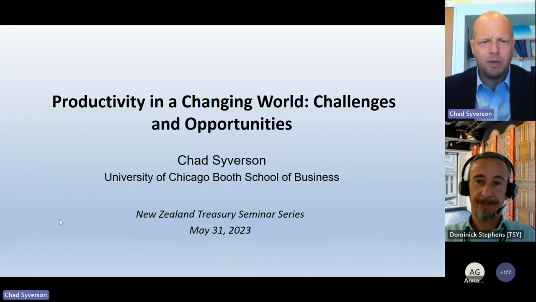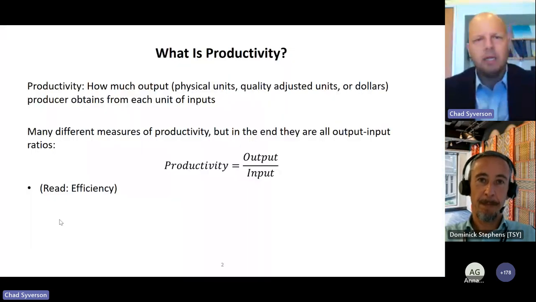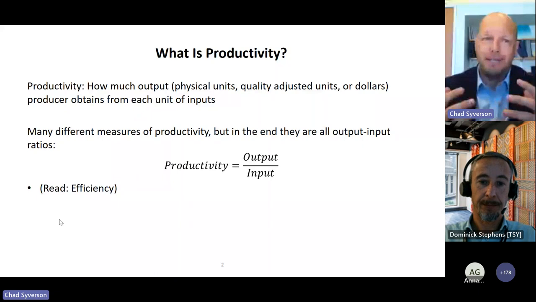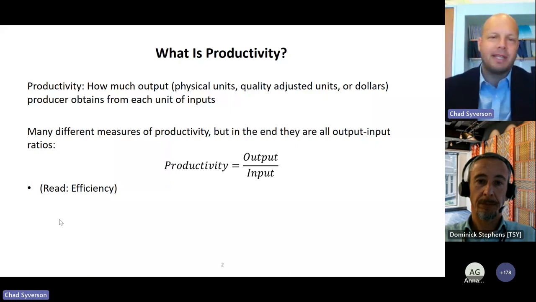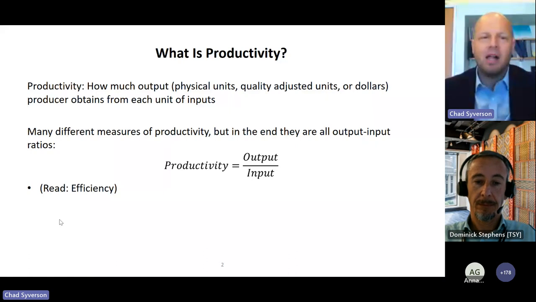All right. So first, what is productivity? It's how much output, and output can be measured in a number of different ways. It could be measured in physical units of a product, quality adjusted units, or a currency unit, let's say dollars. It's how much output a producer obtains from each unit of input used to make that output. Okay, there are many different measures of productivity, vary in outputs, vary in inputs, and so on and so forth. But in the end, they're all basically output to input ratios.